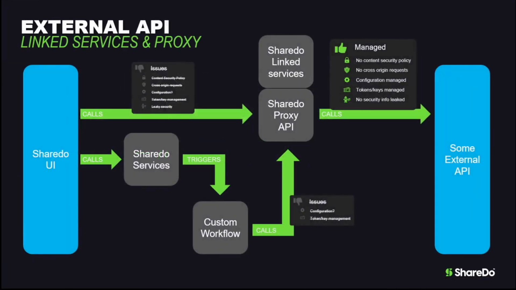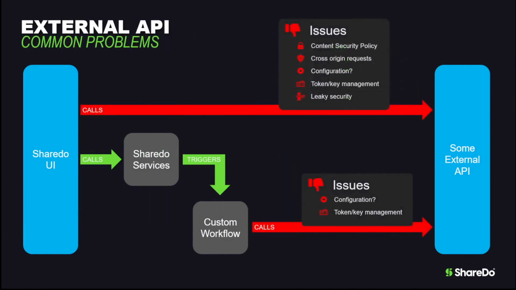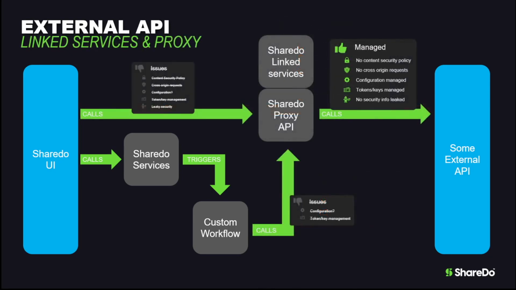Which is this. So instead of this scenario where we're trying to call GitHub directly from the ShareDo UI to the external API, we're now doing it this way. We've registered that service in the linked services, exposed it via the proxy, and we've made the call from one to the other, and it's looked after all of those difficult things for us.